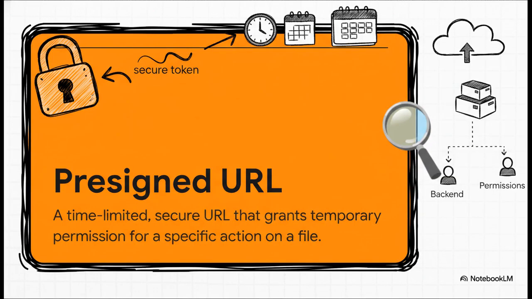This pre-signed URL is the magic key here. Think of it like a temporary, single-use token that gives the client direct access to a specific spot in our storage bucket. Our backend manages all the permissions, but the actual data transfer, all the heavy lifting, happens directly between the client and the storage service.